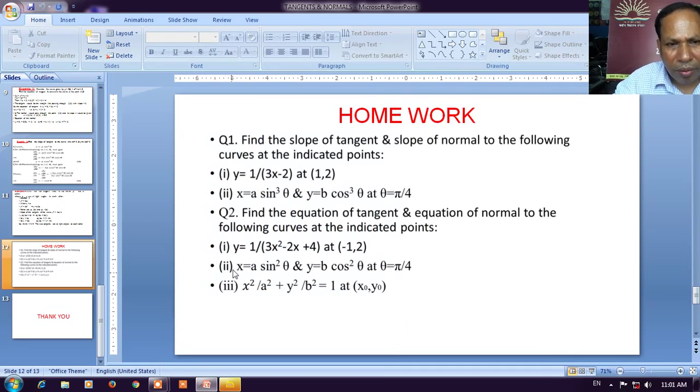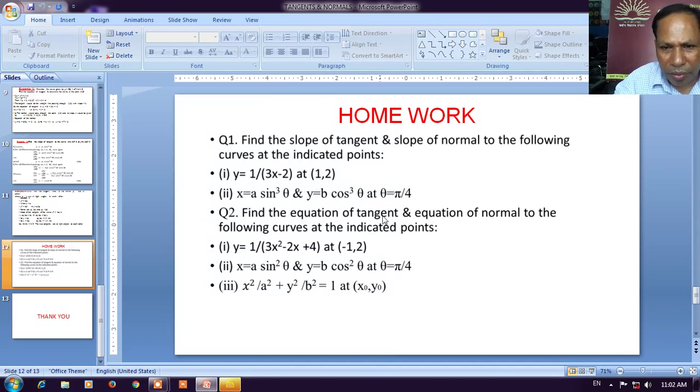Now, dear children, we have some questions which are assigned to you as your homework. So please try to solve these questions. These questions are just similar to the questions which have already been discussed here. So the first question is, find the slope of tangent and slope of normal to the following curves at the indicated points. y is equal to 1 by 3x minus 2 at the point 1, 2. Similarly, x is equal to a sin cube theta and y is equal to b cos cube theta at the point for which theta is pi by 4.